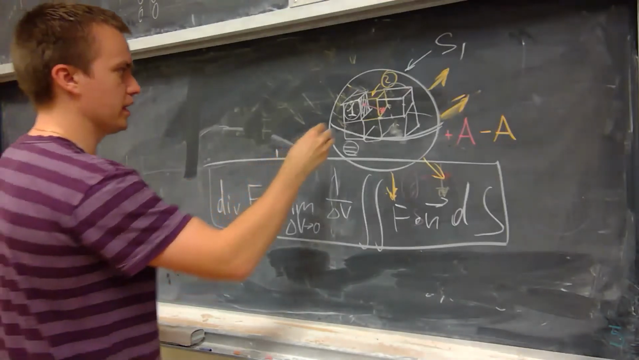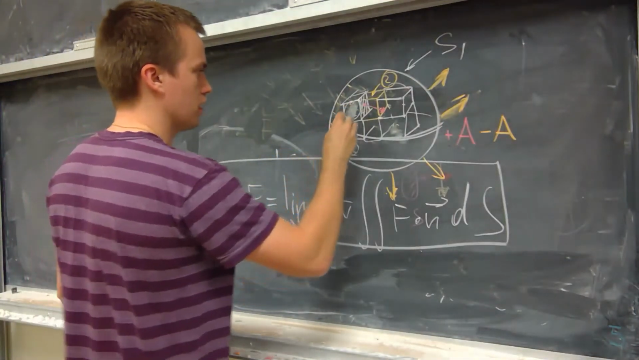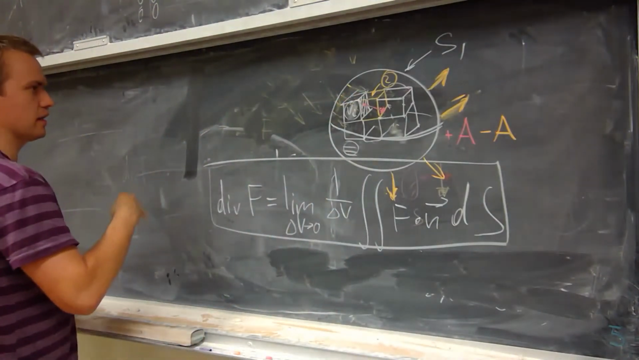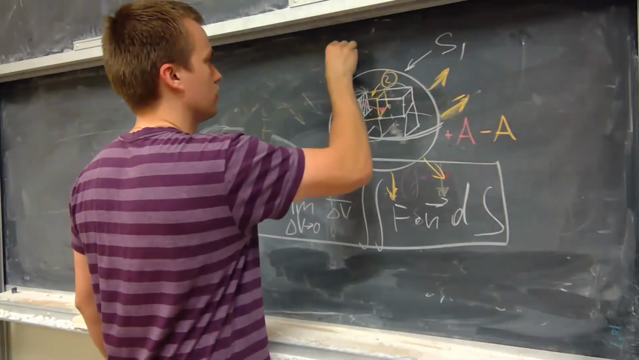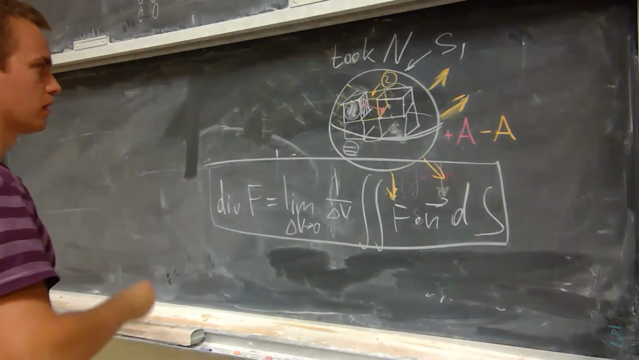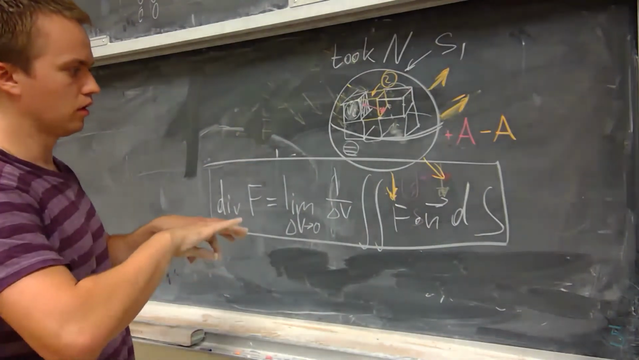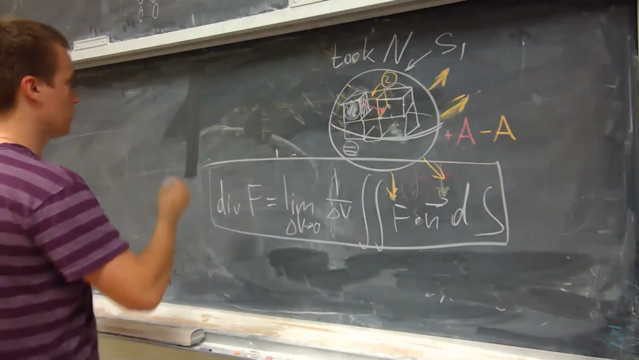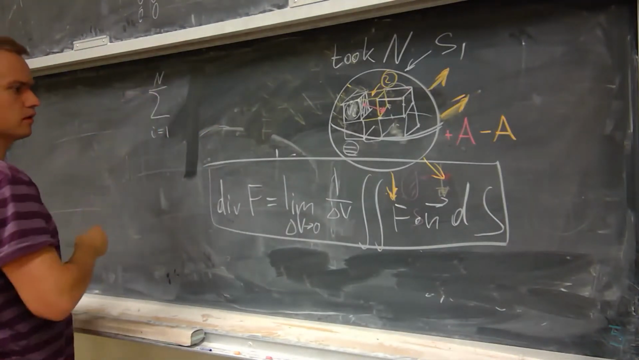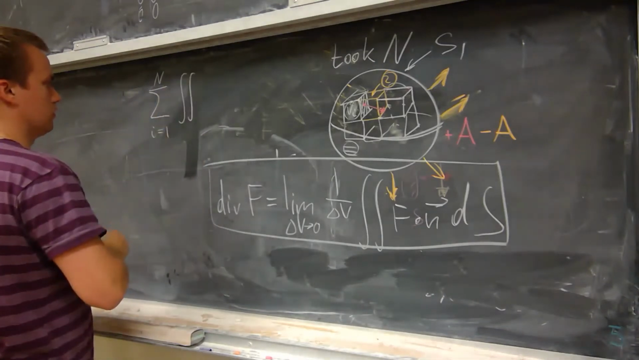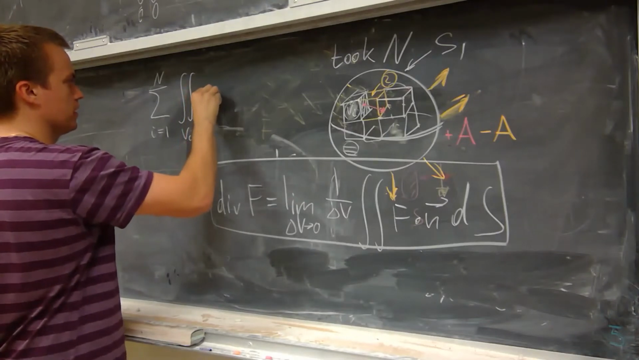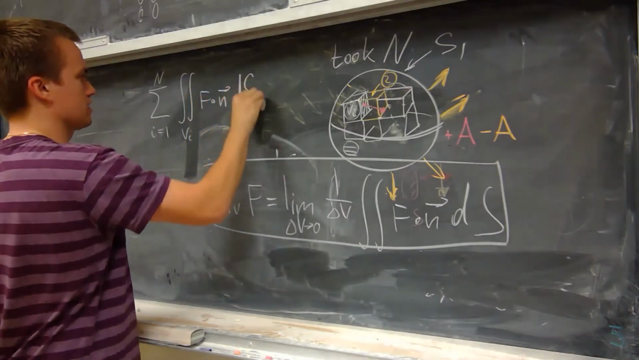Okay, so let's name these cubes Vi. Let's say we took n cubes, and we put n cubes inside my sphere. Then the total flux for these n cubes is going to be the sum from i equals 1 to n of the double integral over Vi of F dot n dS.